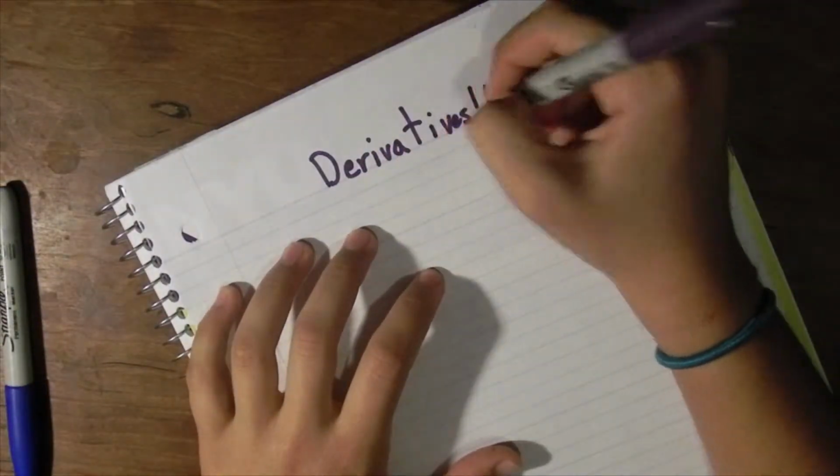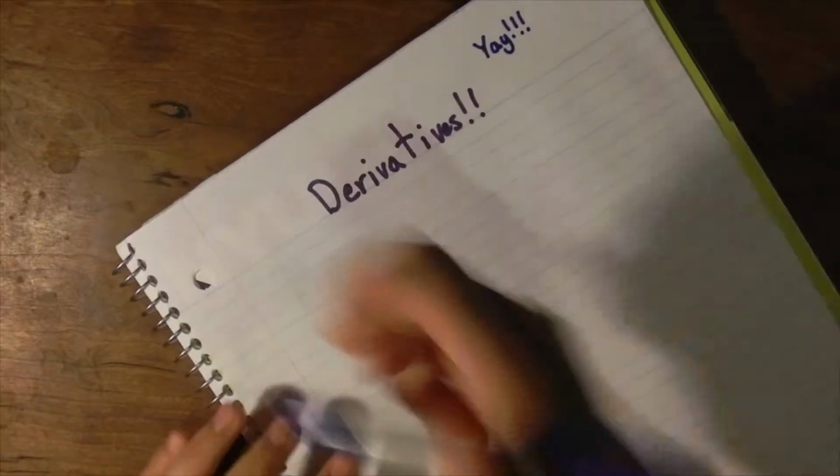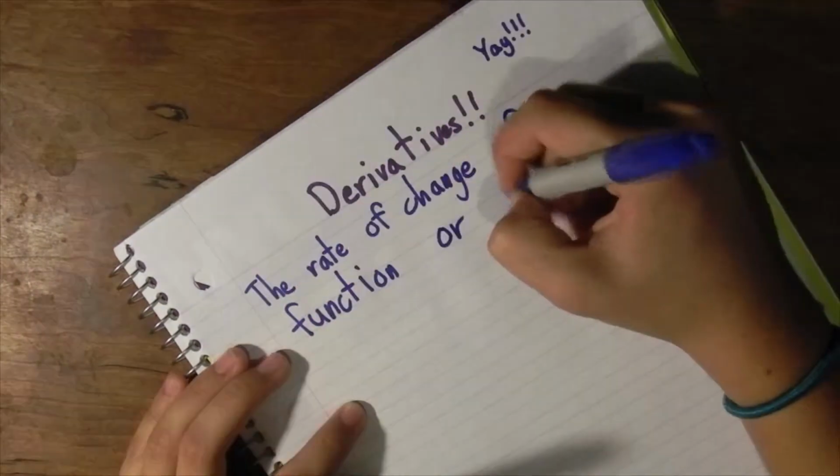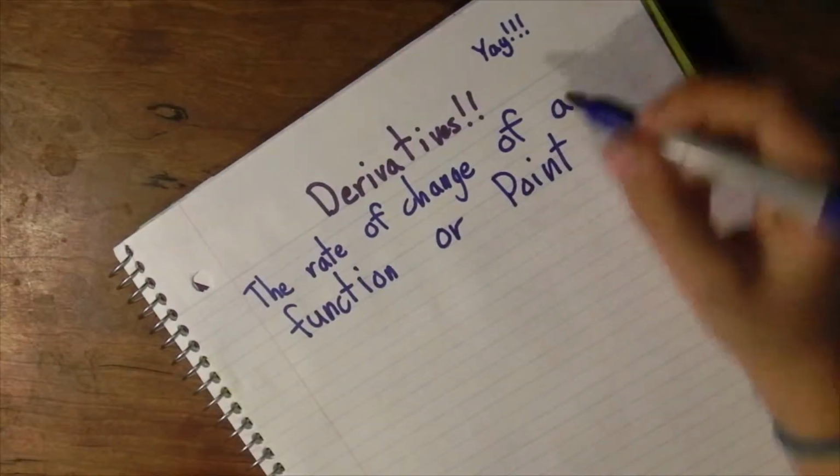So what exactly is a derivative? A derivative is the rate of change of a function at a point in a function. So think of a linear function. The slope of a linear function is constant. It doesn't change.